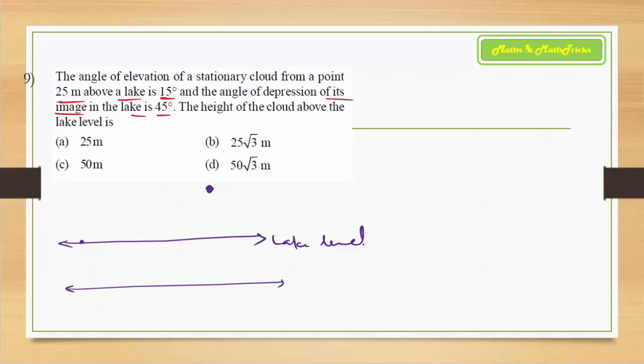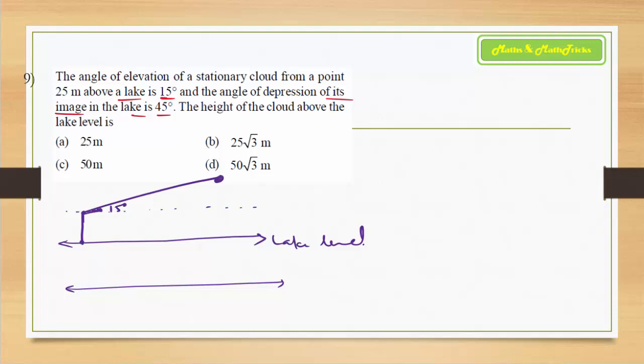Suppose here it is, and that angle of elevation is 15 degrees. Sorry, we have to take 25 meters above. No, I just directly took from the level. 25 meters above, they said. So from this point, you just trace another 25 meter distance, and from there you are seeing the stationary cloud somewhere here, at the angle of elevation of 15 degrees.